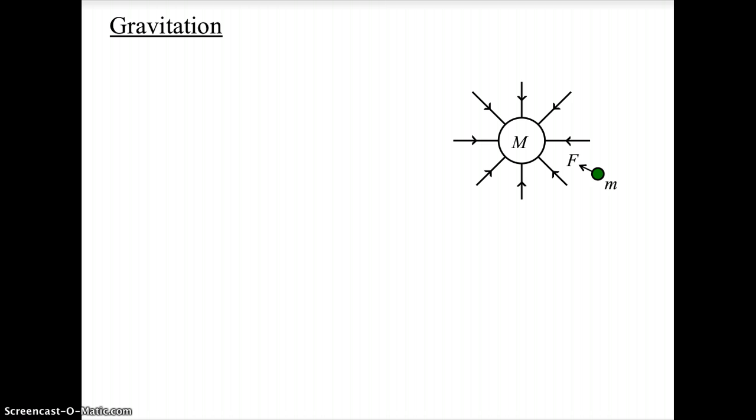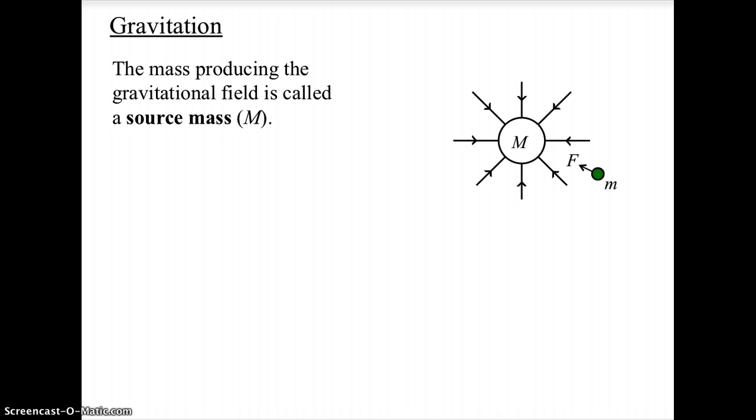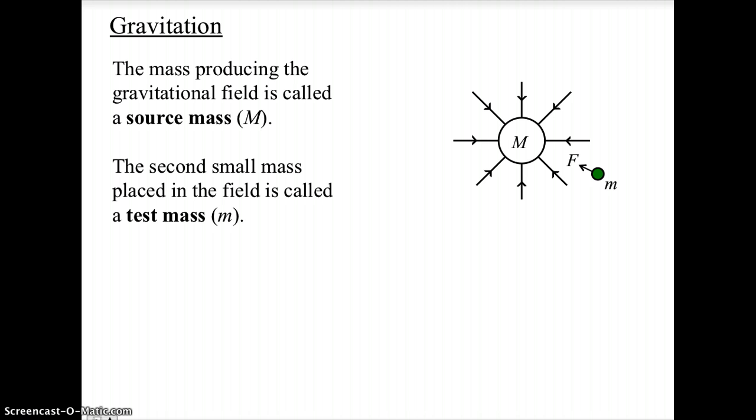So in our picture, the mass that produces the gravitational field is called the source mass, big M. So big M is the source mass. And it's the source because that's whose field we are thinking about. That's the field that we're looking at. We're looking at big M's field, and we're not looking at little m's field. In fact, we ignore any gravitational field that little m has, which means we call little m, the second mass, which is placed in the field, a test mass.